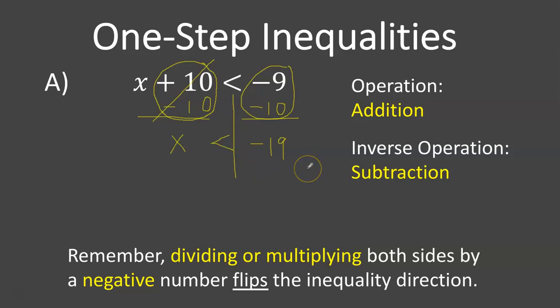Now, the question is, did we do that properly? Does the inequality stay the same, or do we flip directions? Look down here. I've written out for you, remember, dividing or multiplying both sides by a negative number flips the inequality direction. Well, we did not divide or multiply, so we are free and clear. We did not have to flip the inequality. So our final answer is x is less than negative 19.